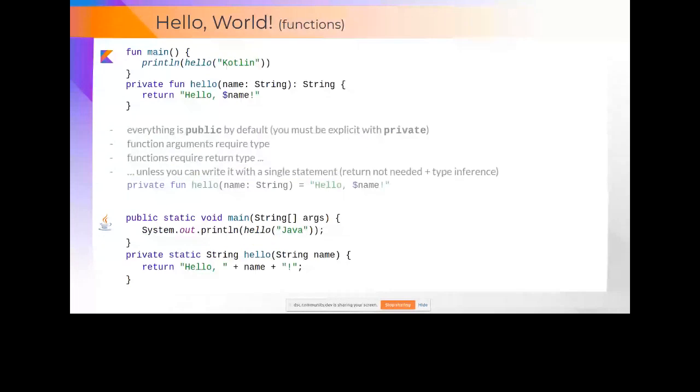Okay. So as I said, by default everything is public in Kotlin, but you can also use private functions or variables. Here we just extracted something into this function, this hello function, and we said that this is a private function. We defined the variable as a function argument. So we give the type, it is a string, and its return type is also a string, and we return here a string.